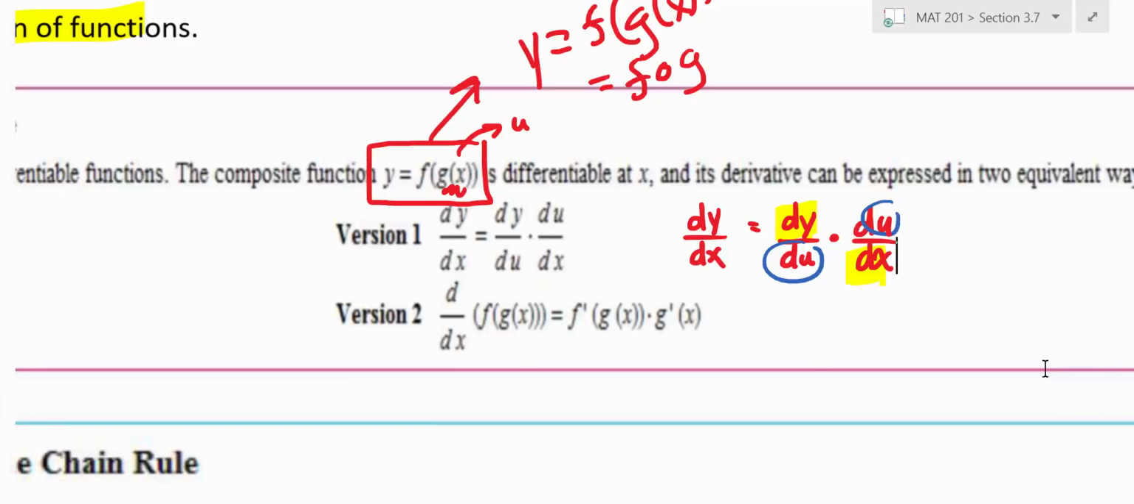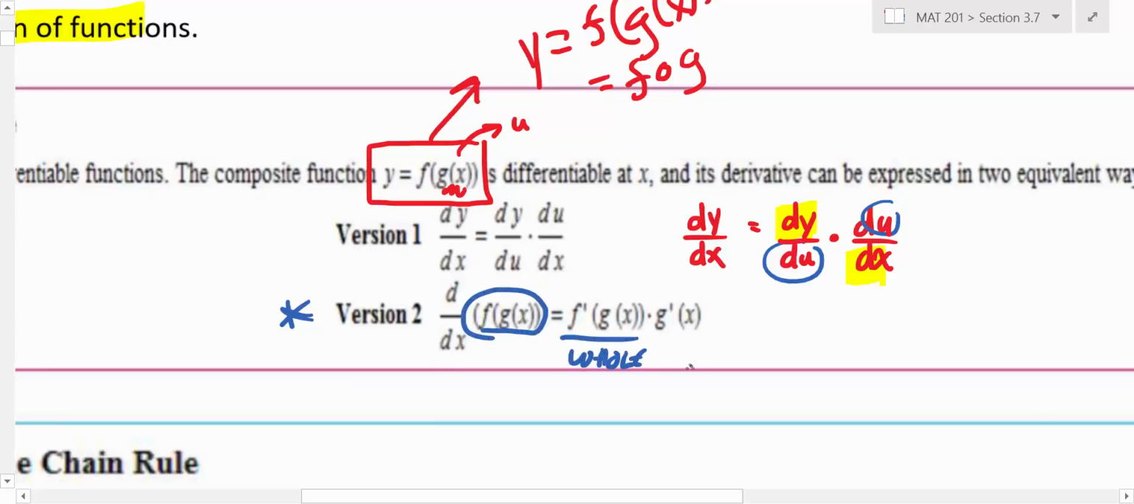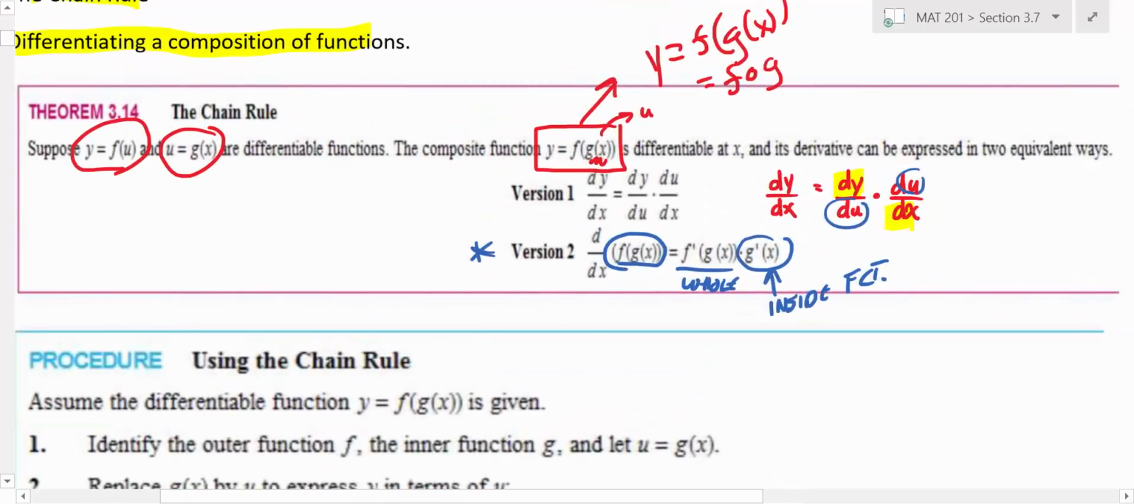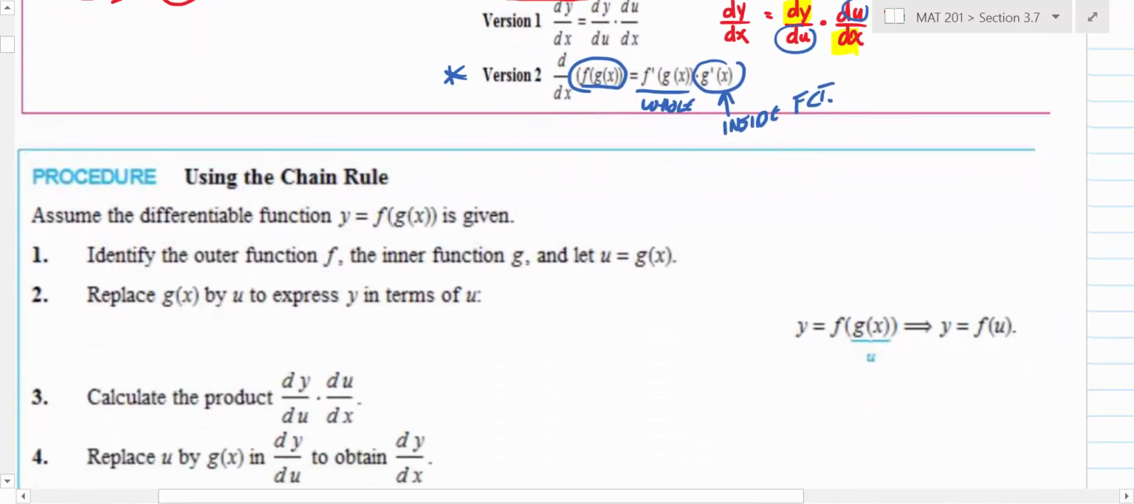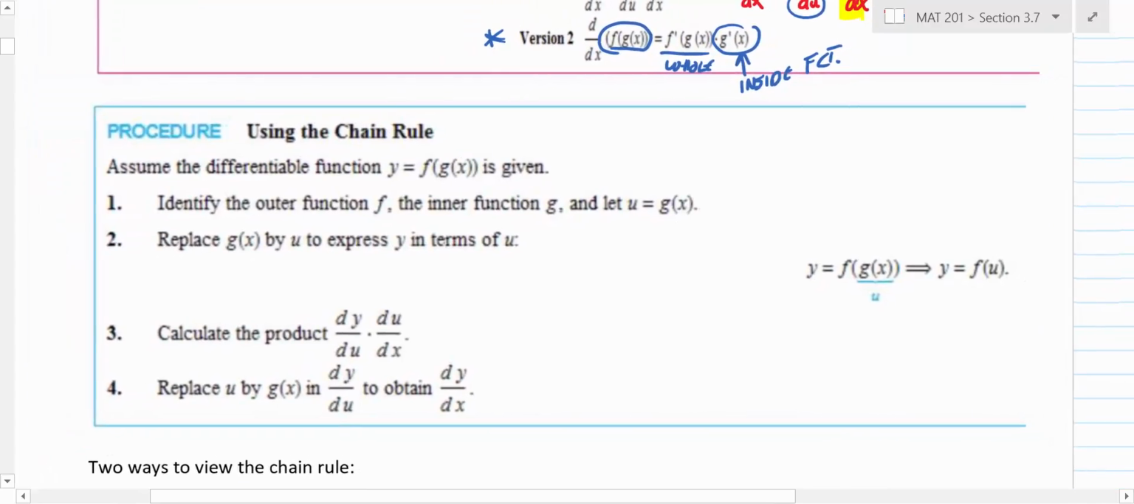The other variation goes like this. You actually use version 2 more than version 1. You just take the derivative of the whole big function, and then multiply that by the derivative of what's inside. I think of that as the inside function. So you want to get solid with those two things. Once I start doing examples, you'll see this a little better. That's the definition of what the chain rule is doing, and you're going to use it all the time in calculus from here on out.